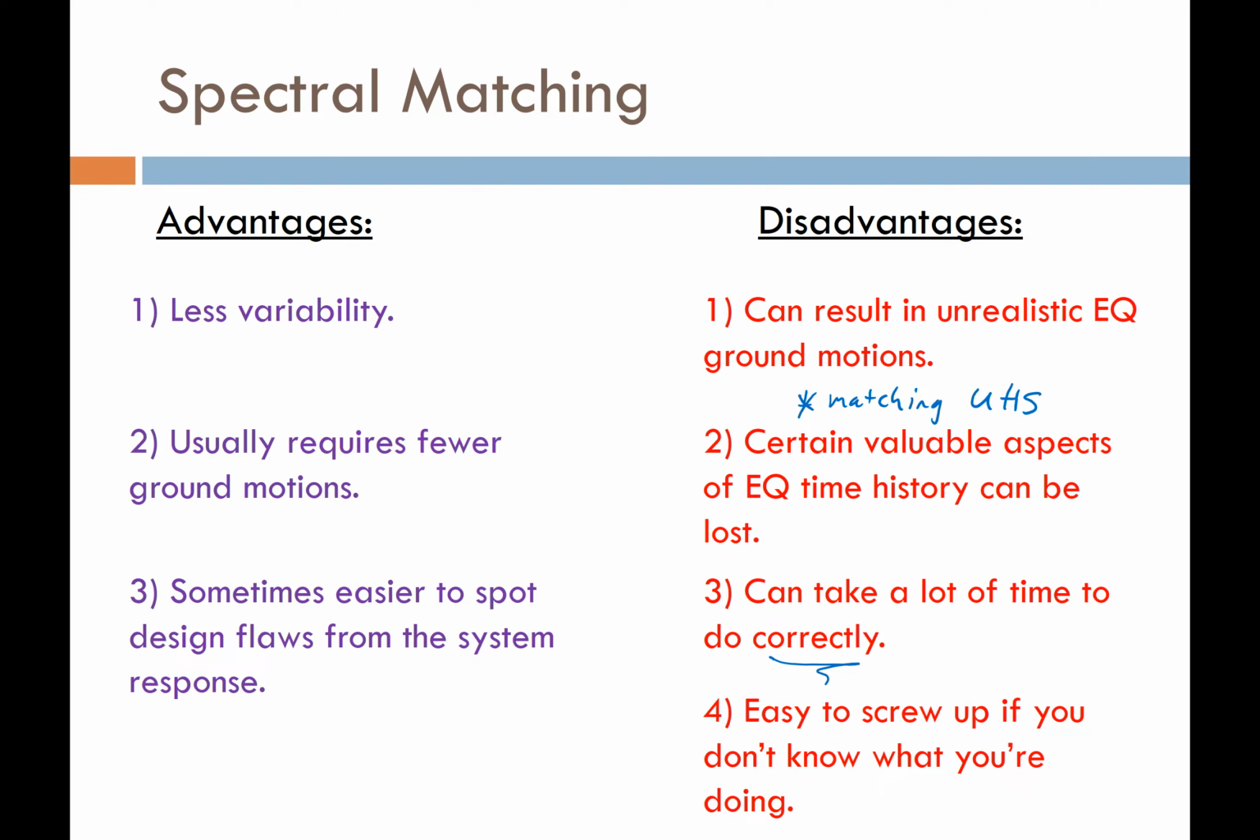And finally, of course, spectral matching is pretty much a black box. Very few people, including myself, understand very well the ins and outs of what's going on in the spectral matching algorithm. And as such, whenever you use a black box, no matter what it is, it's pretty easy to screw up and do something wrong if you don't know what you're doing. And I've seen this time and time again being a third-party reviewer for time histories that have been developed for different applications. And yeah, it's rough.